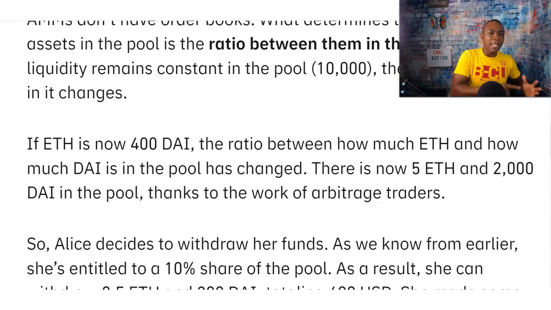If Ethereum is now 400 DAI, like we were talking about earlier, the ratio between how much Ethereum and how much DAI is in the pool has changed. So it's changed. There is now 5 Ethereum and 2,000 DAI in the pool, thanks to the work of the arbitrage traders.